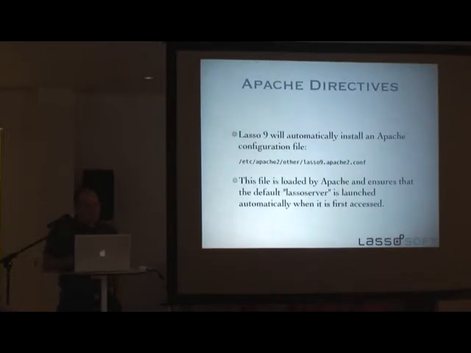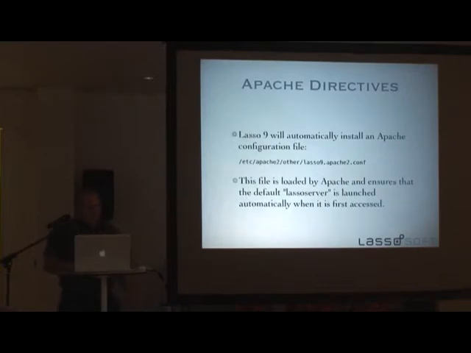when you run the Lasso 9 installer on macOS 10, if you choose to customize the install, there's an option to install this Apache configuration file. If you don't do that, you can find it in the Lasso install. There's a directory and this file is there, so you can move it manually after the install.